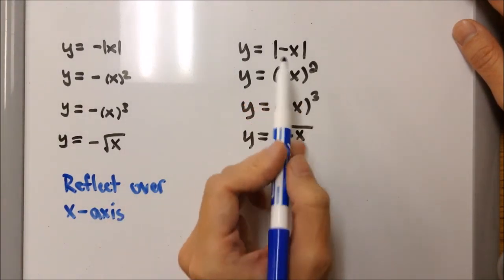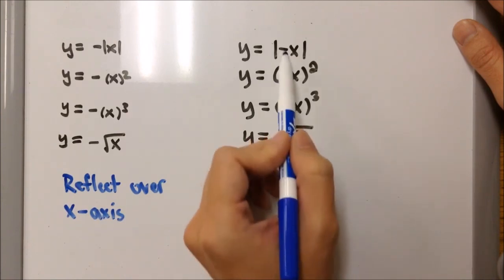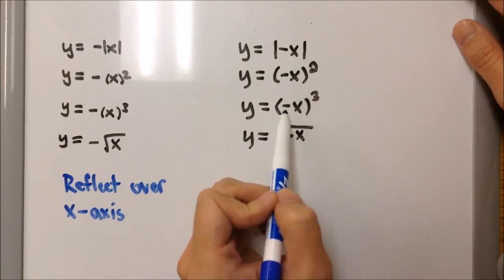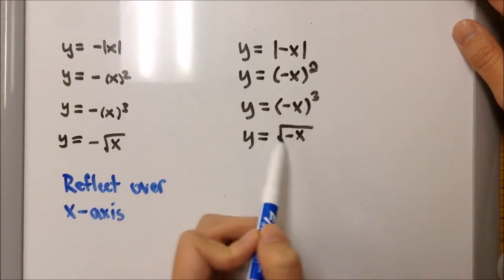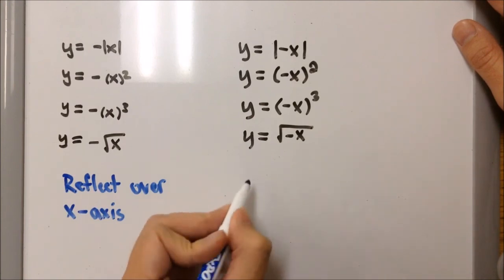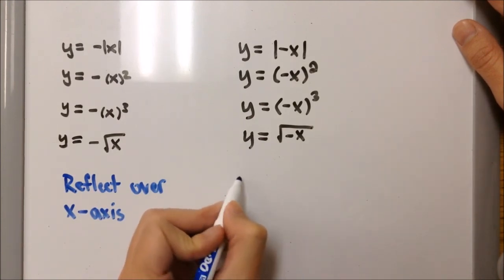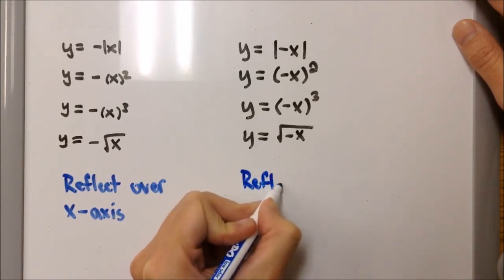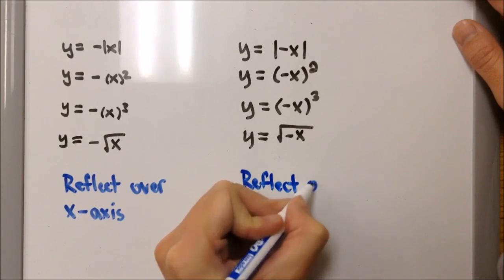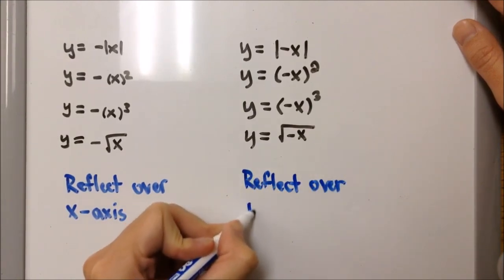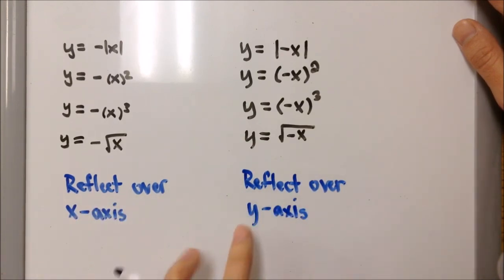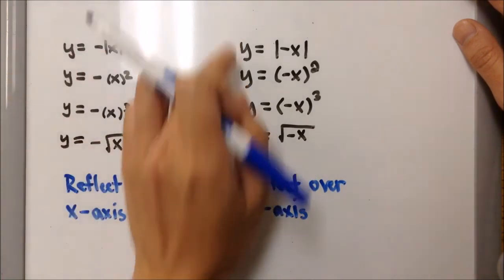Now over here in this column, we have negative within the function, negative on the x, negative inside the absolute value, negative inside the parenthesis for quadratic and cubic, and negative inside the square root. Based on the 3rd and 4th example, we notice that it reflected, so it's going to reflect over the y-axis. So again, these 2 are the type of answer I would expect on a test when you're given these type of questions.